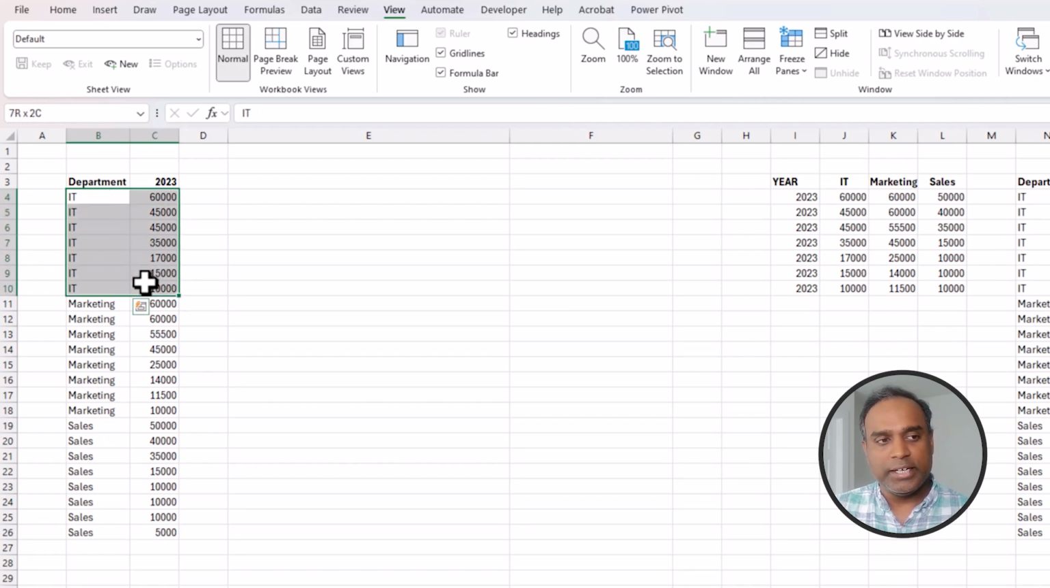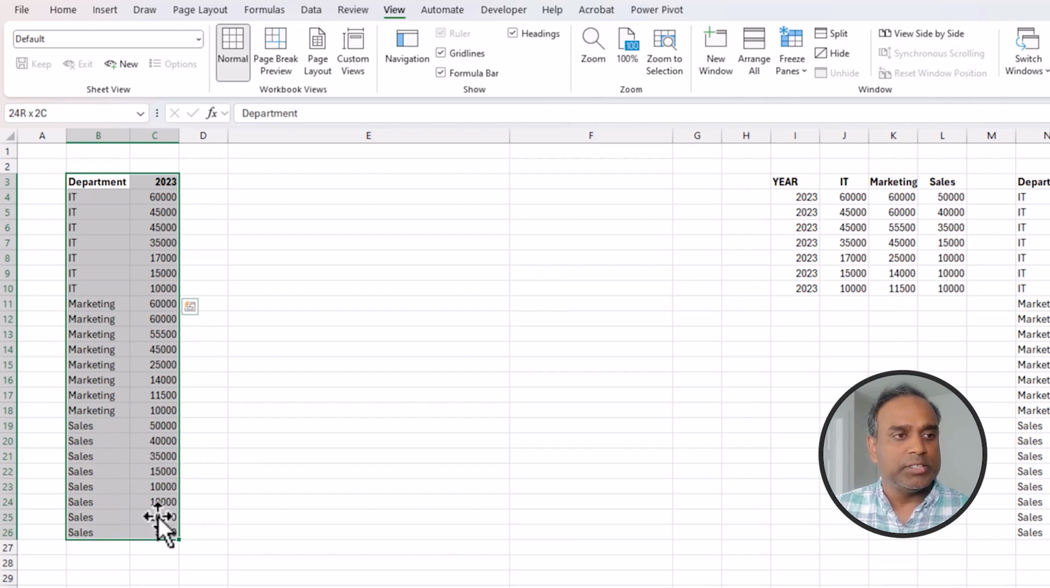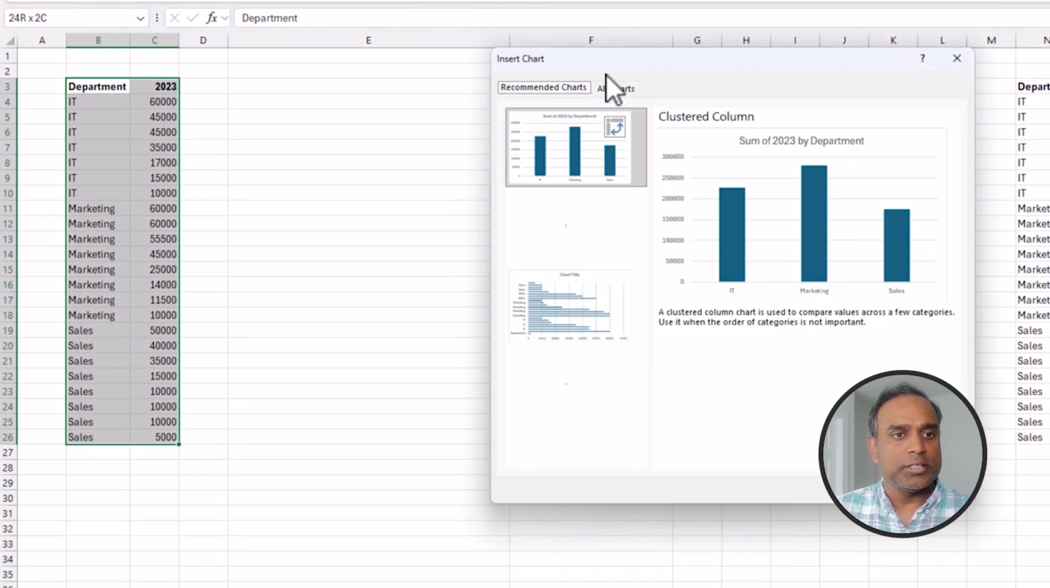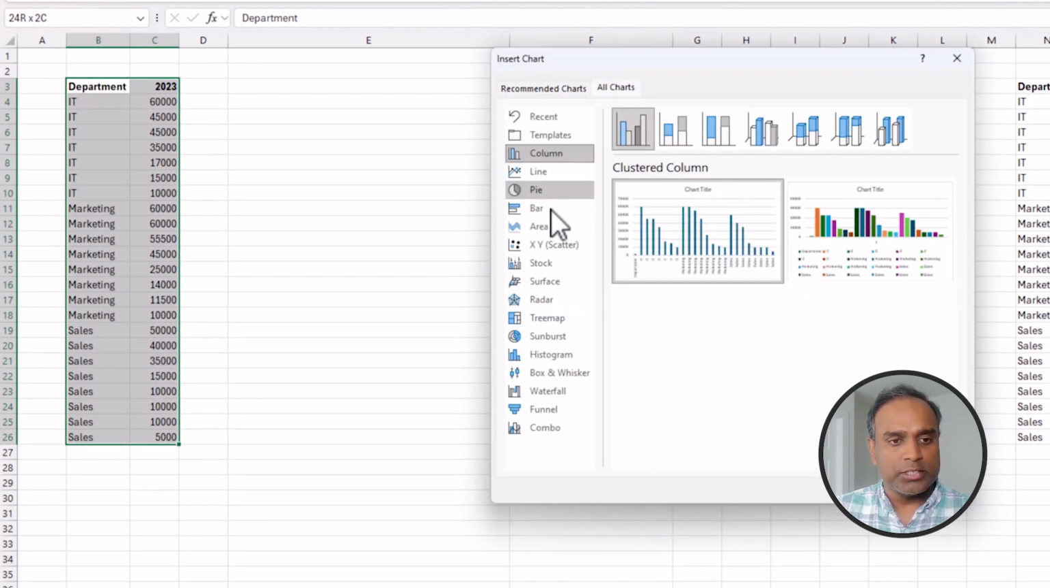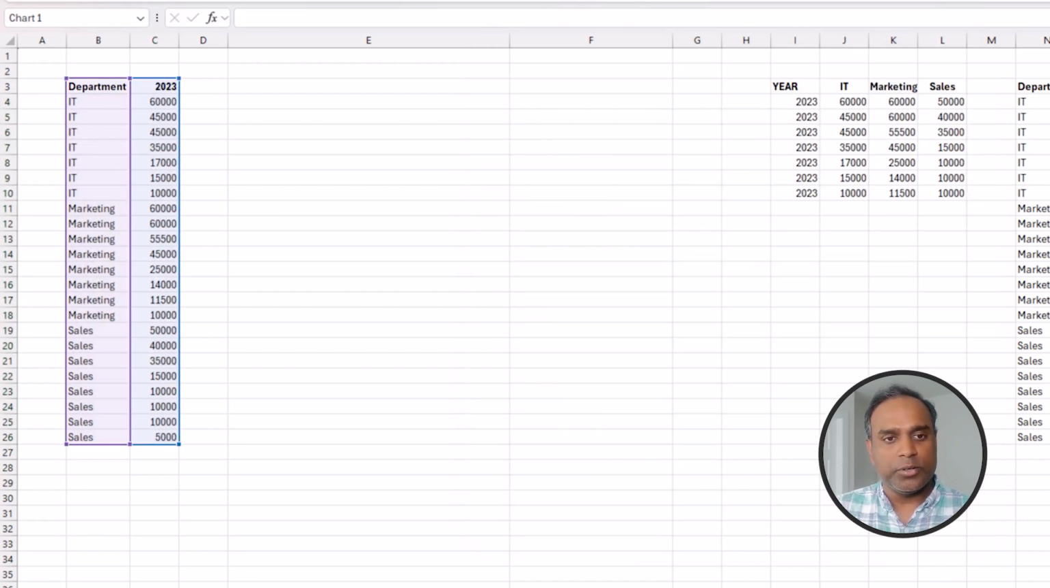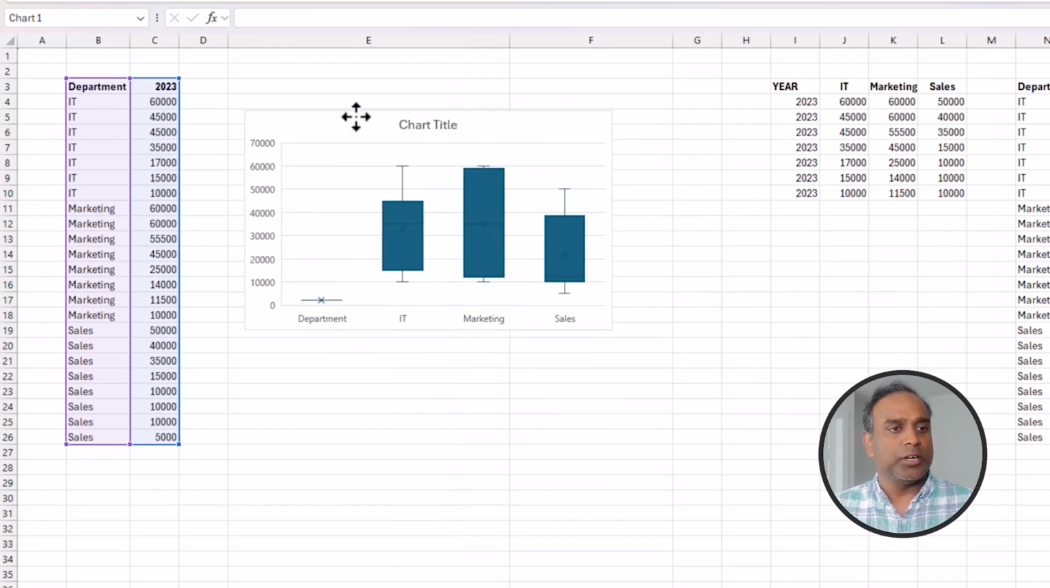And if this is how the data set is for you, or you can create this, then it's very simple. Once you have the data set, you can just select them and then go and say insert charts, go to all charts, and then there is a specific one which is specific for box and whisker. Choose it, say OK, and there you have the chart.